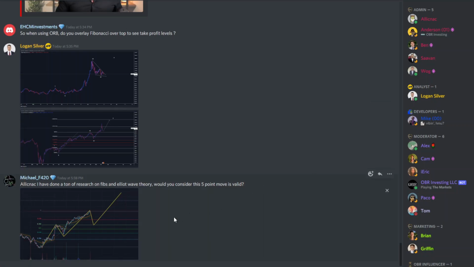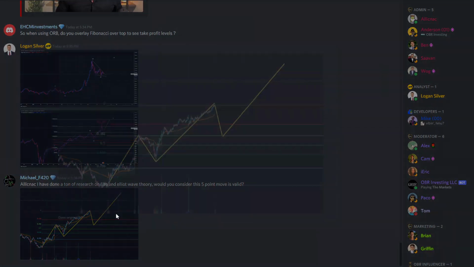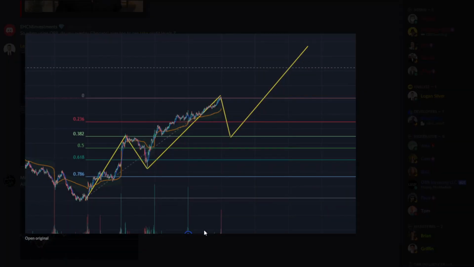I've done a ton of research on fibs and Elliott Wave theory. Would you consider this 5-point move as valid? Yeah, that's a tough one. I question that first wave, but potentially. I would have to zoom out and look at prior price action. What equity or asset is this on? SPY. I should have known that.